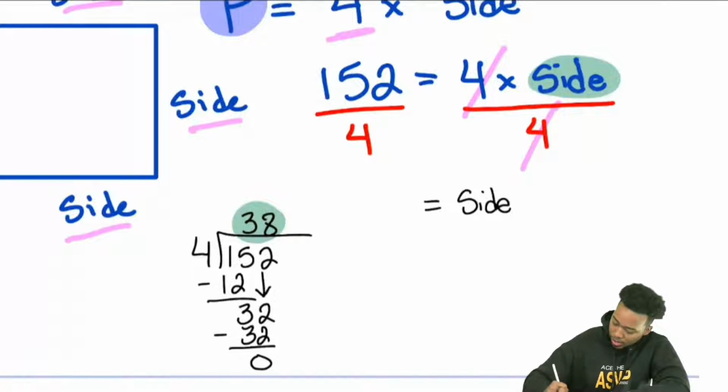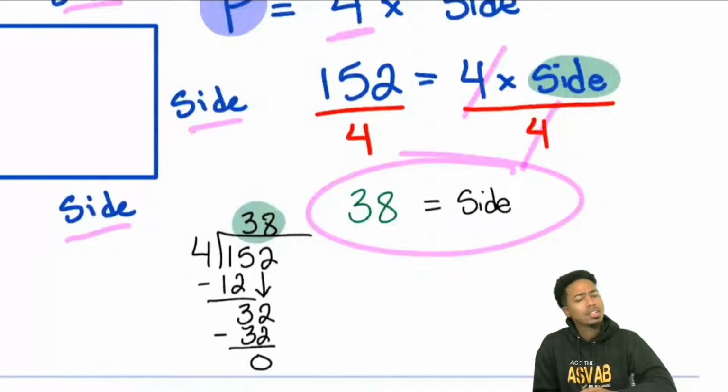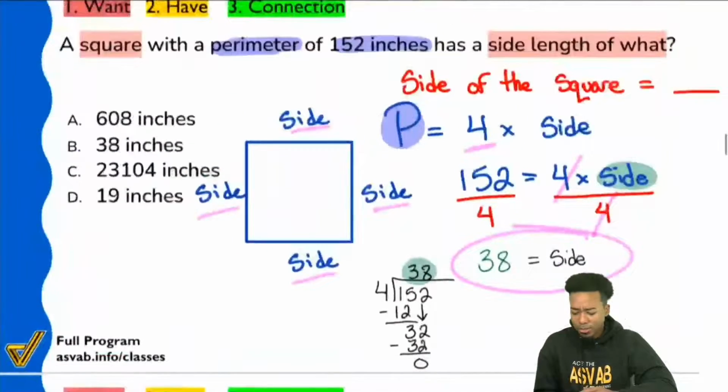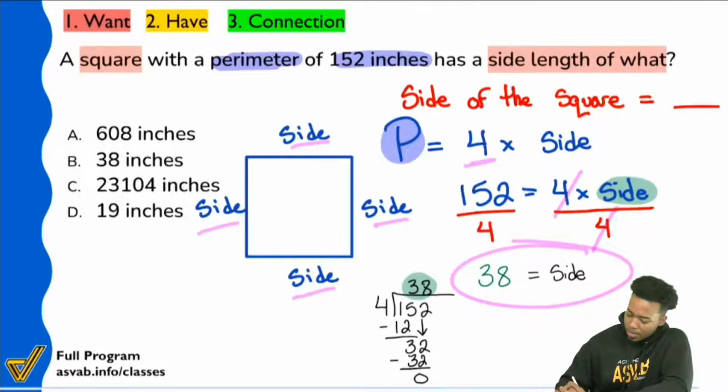The side length that we're looking for is 38. My party people, yes or no, does that make sense to you? How we got the answer, how everything unfolded. Are we feeling good about that? B being our answer.